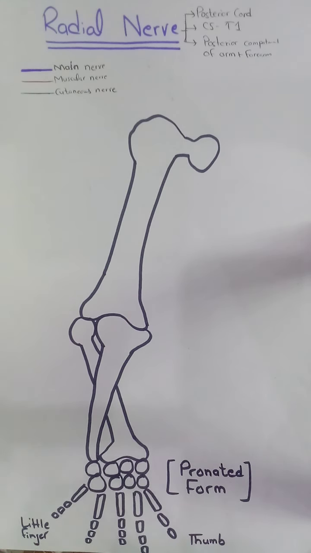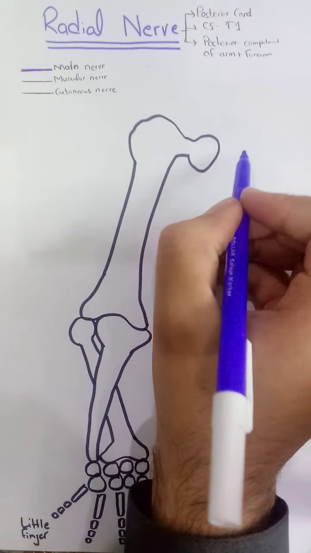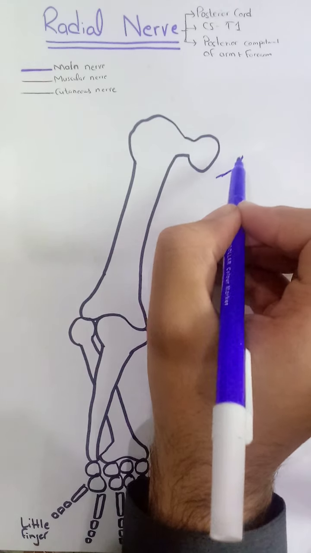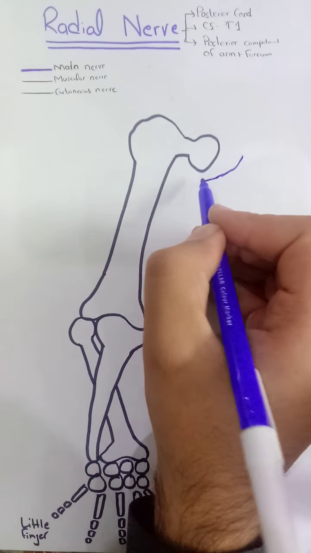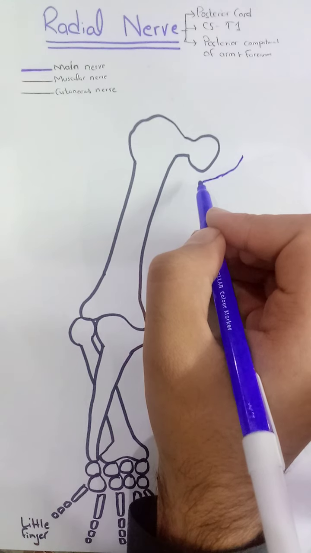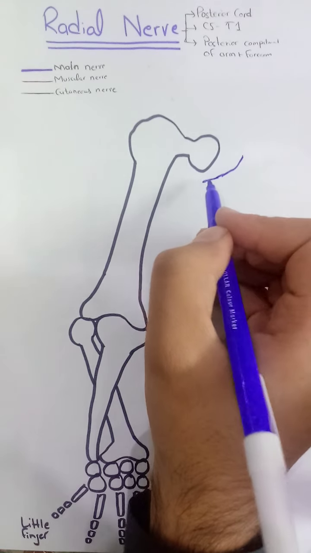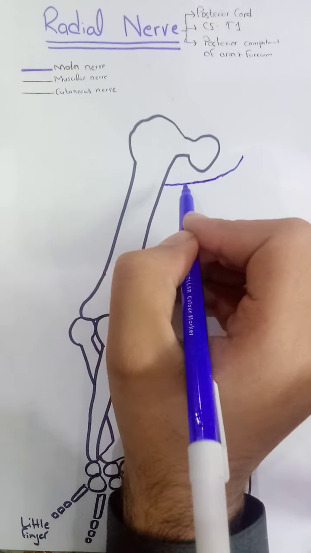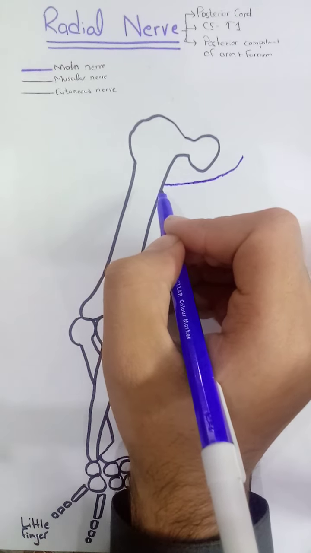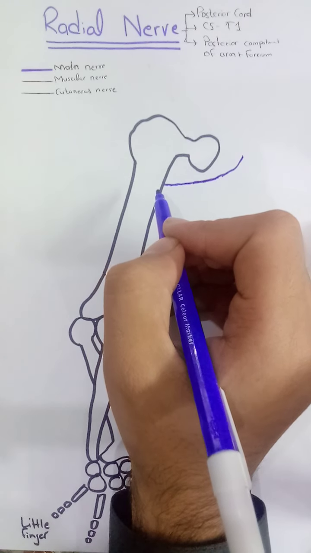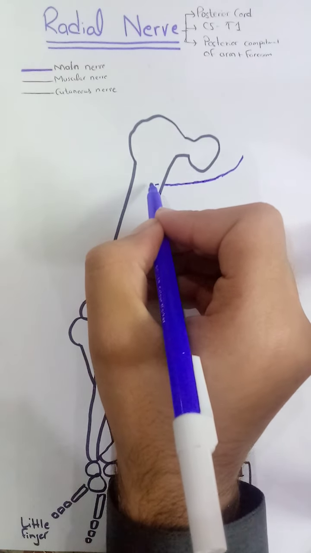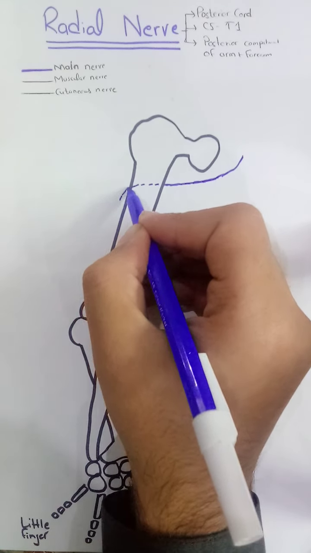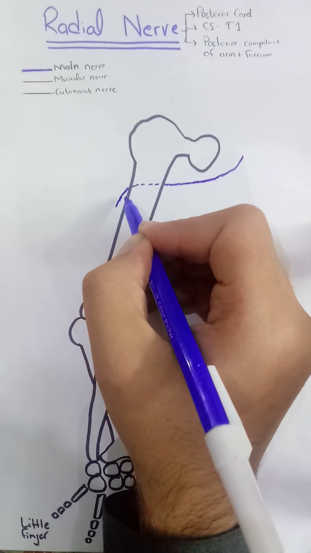So here it is coming from the posterior cord of brachial plexus, root value C5 to T1, and here it enters the arm posterior to the brachial artery, medial to humerus, and anterior to the long head of triceps, like this. First of all we will see a brief course of this, then we will see the detailed cutaneous and muscular branches. Here it will pass posterior to the humerus and it will come on the lateral side. It will come to the radial groove.